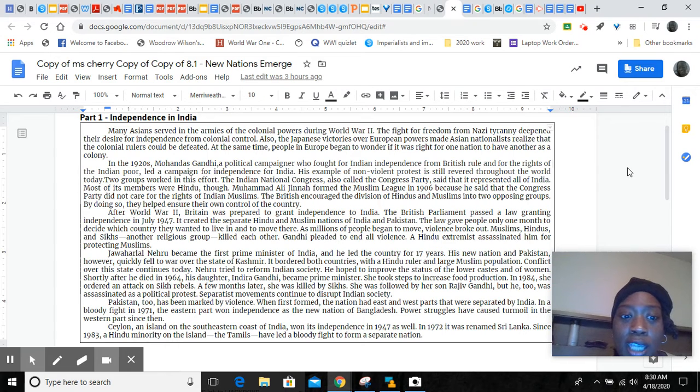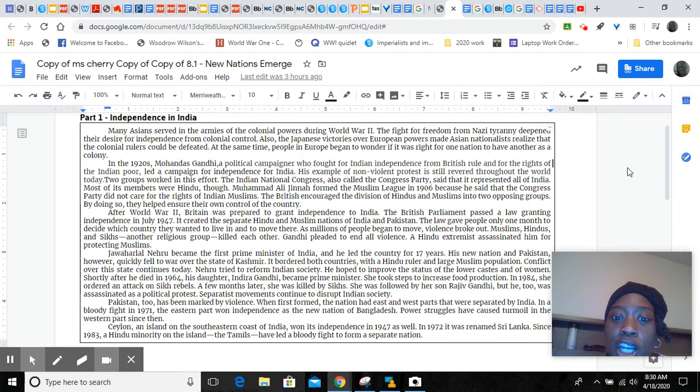So I got to backtrack since I messed up. The Indian National Congress, or the Congress Party, was run by Hindus, even though it was said to be for all of India. So Muhammad Ali Jinnah, no, not the boxer, came up with the Muslim League in 1906 because he said that the Congress Party didn't care about the rights of Indian Muslims, which is a different religion from Hindu. Back to the passage.